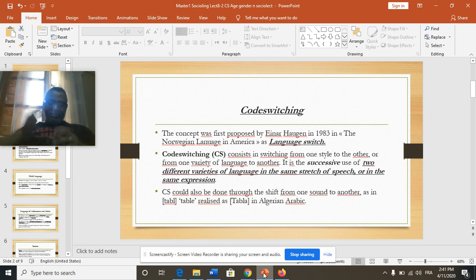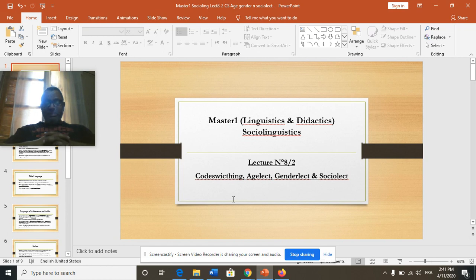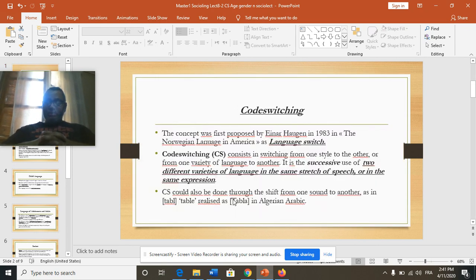Okay, well, so we carry on the second part of lecture 8, and this time it's about the concepts of code switching, agelect, genderlect, and sociolect. Well, code switching, in very simple terms, is the fact that we are going to move from one language into another, or from one style into another, in the same stretch of speech, that is, in the same discussion or whatever. So you are going to move from one language into another, or from one style into another.